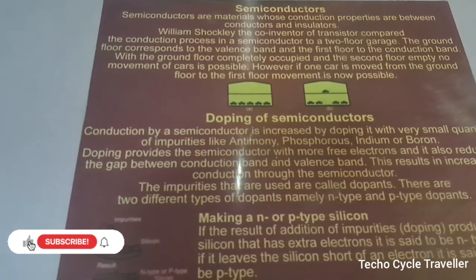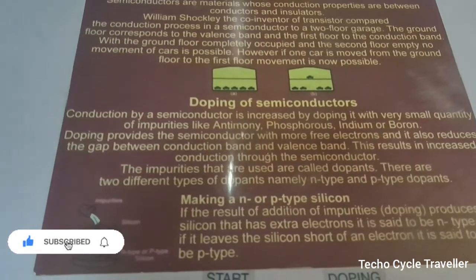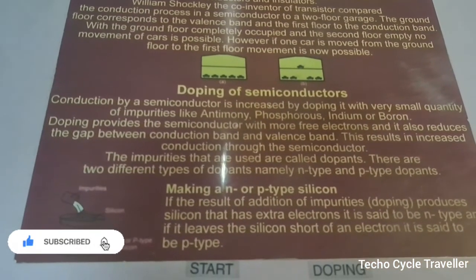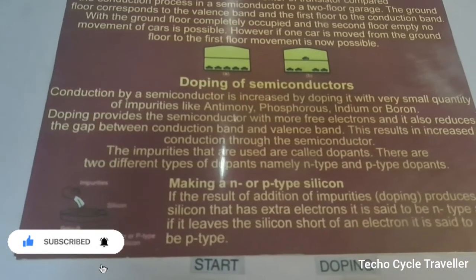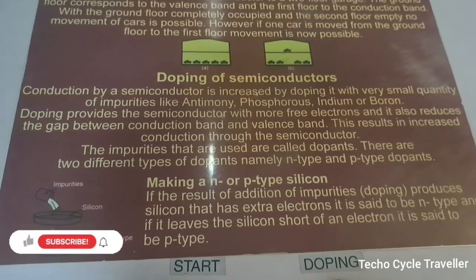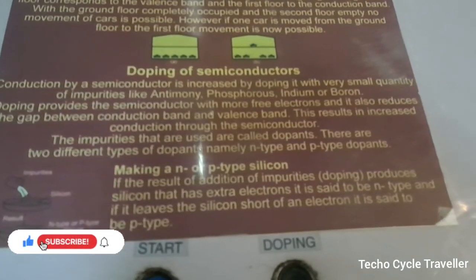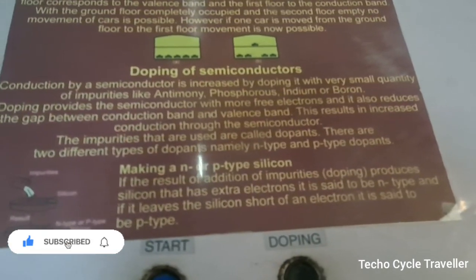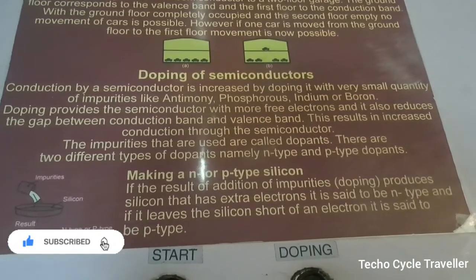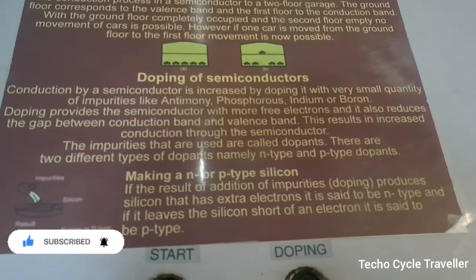There are two different types of dopants, namely the N-type and P-type dopants, making N or P-type silicon. If the result of addition of impurities, the doping process, is silicon that has extra electrons, it is said to be N-type. And if it leaves silicon short of electrons, it is said to be a P-type.